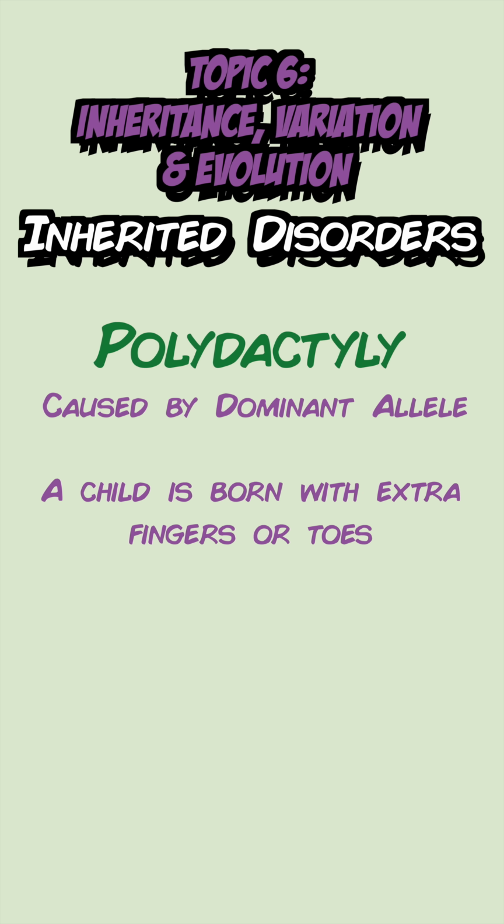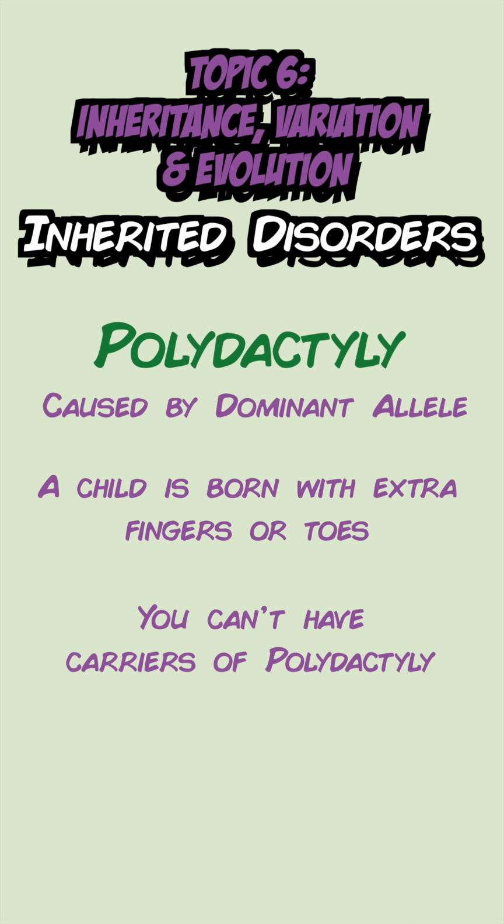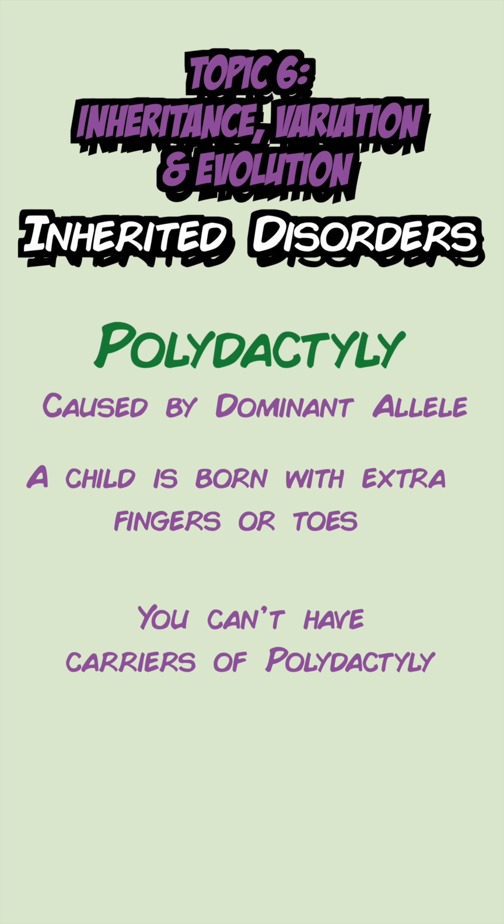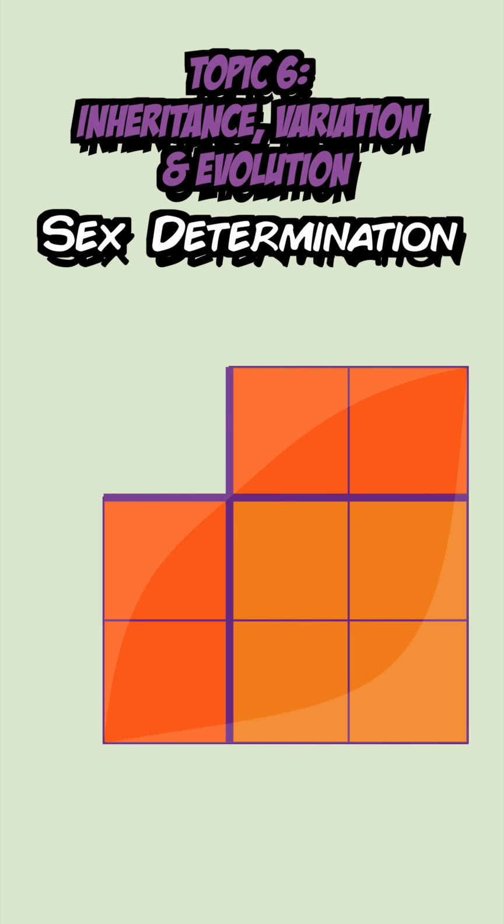This is when a child is born with extra fingers or toes. You can't have carriers of polydactyly because any person with a polydactyly allele will always have the disease as it's dominant. Punnett squares can also be used to show that there's a 50-50 chance of having a male or female offspring.